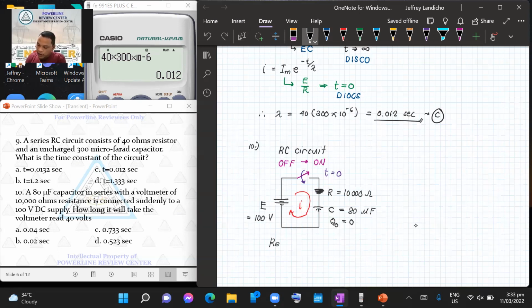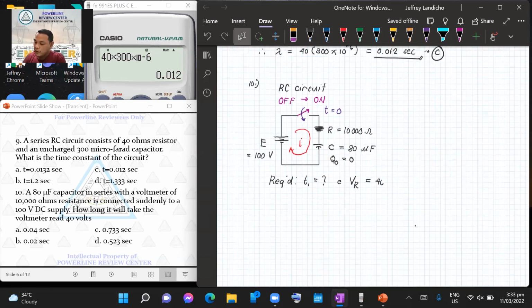So, hinahanap ng problem, if the given circuit is connected to our DC source of 100 volts, how long would it take? Time ulit. T sub 1, simula nung i-close natin yung switch. How long would it take at which the voltmeter or the voltage drop across the resistance of the voltmeter become 40 volts? Okay? So, gaano katagal bago umabot sa 40 volts yung voltage drop diyan sa ating resistance of the voltmeter?